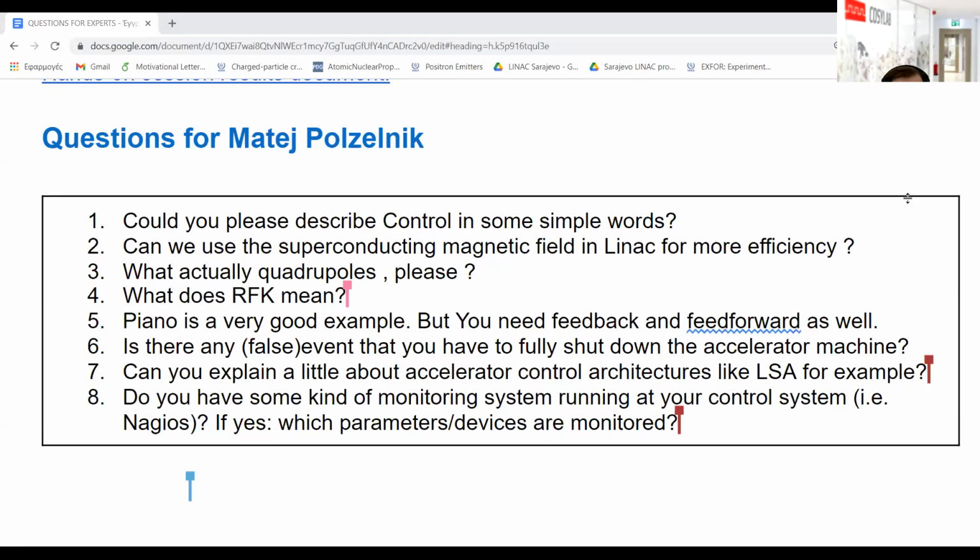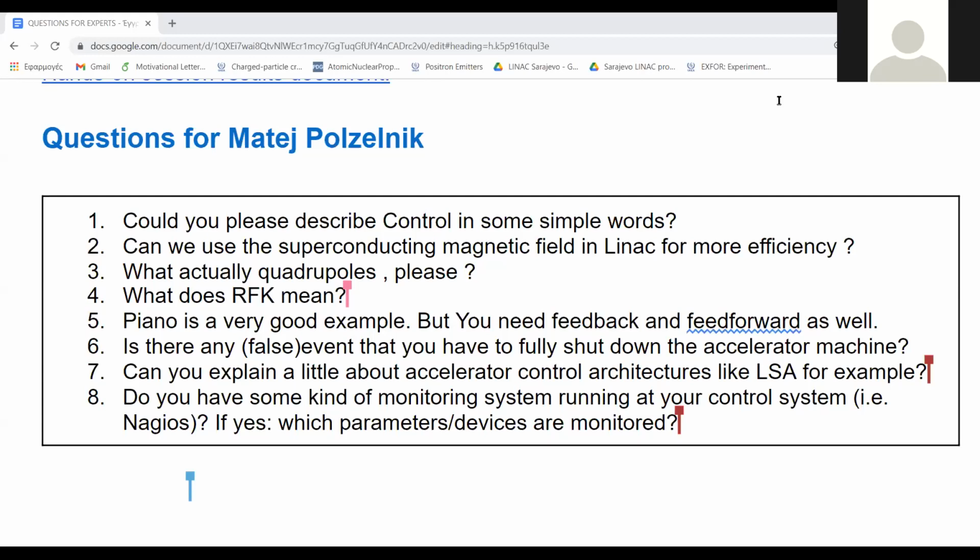Can you explain a little about accelerator control architectures like LSA, for example? Well, Matej, your camera has moved upwards. Oh, sorry. Okay.